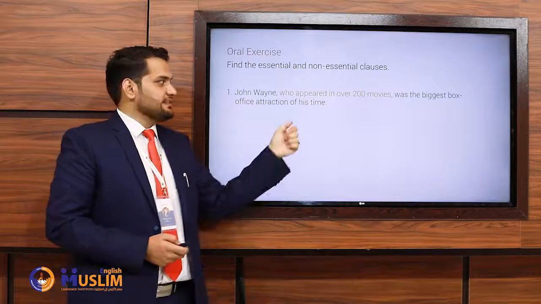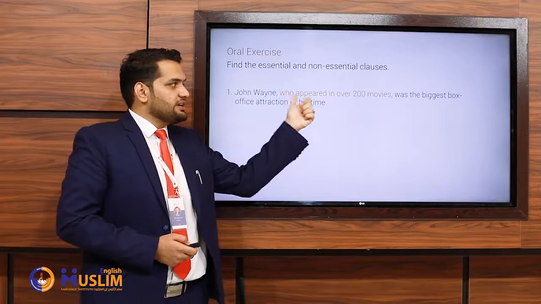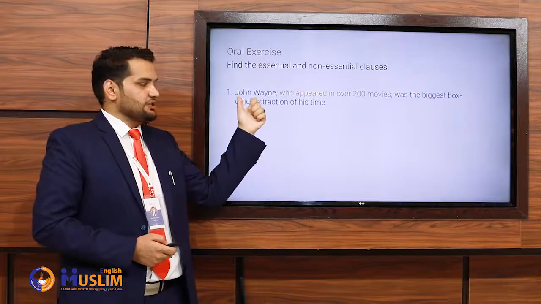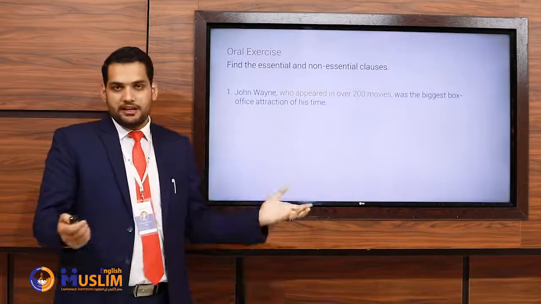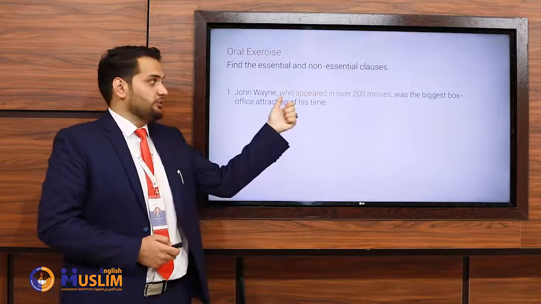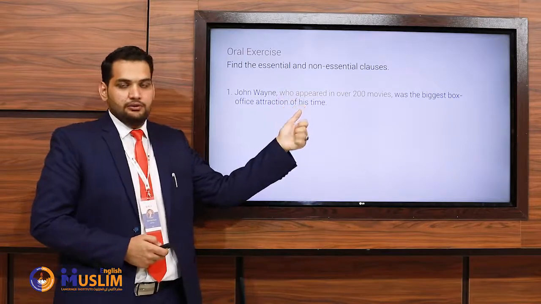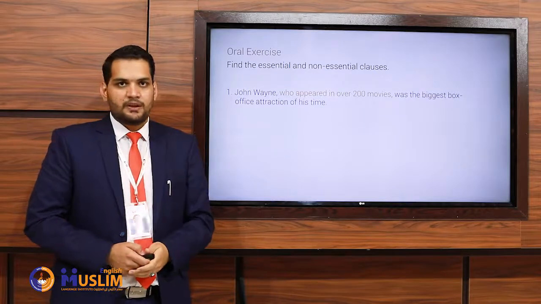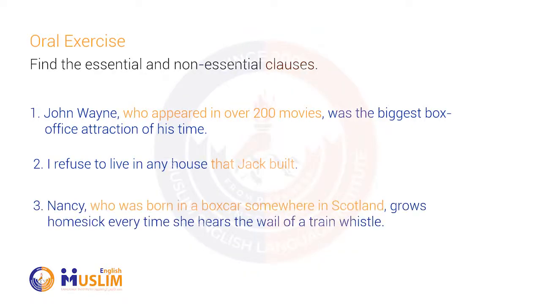In this sentence, the adjective clause is who appeared in over 200 movies, and the antecedent is John Wayne, which is a proper noun. And we also have commas. So you can say that it is a non-restrictive adjective clause. Good luck with the rest of them.